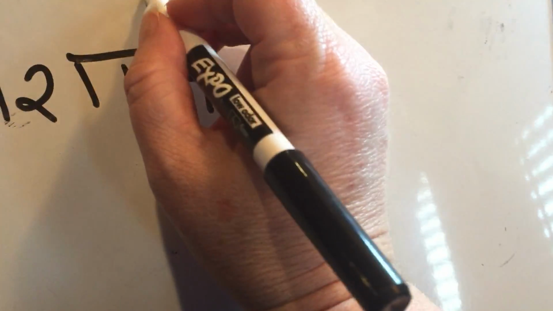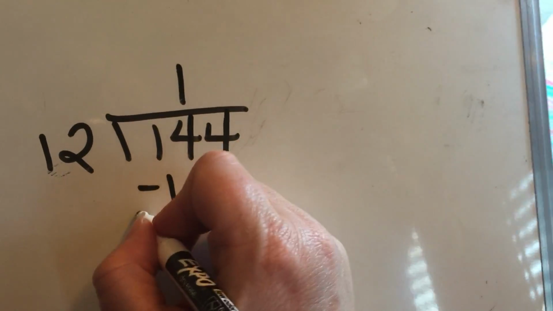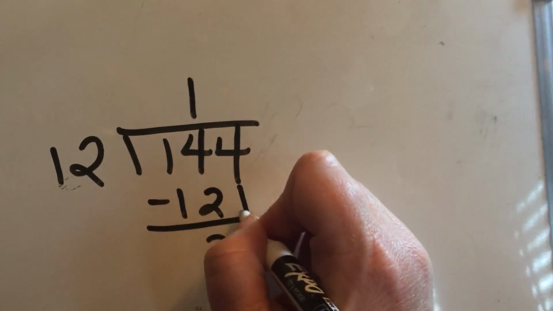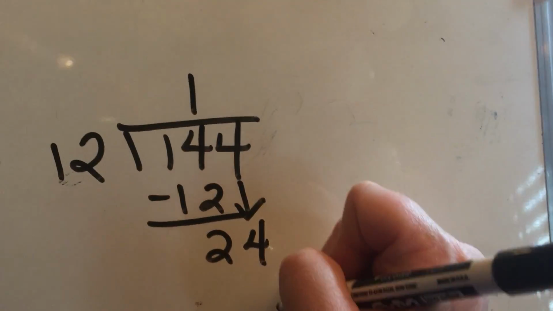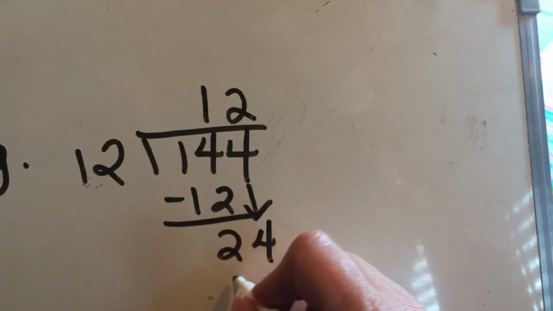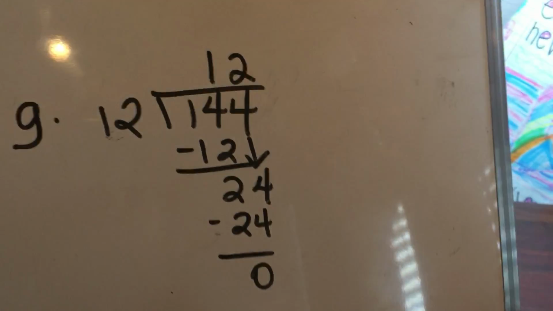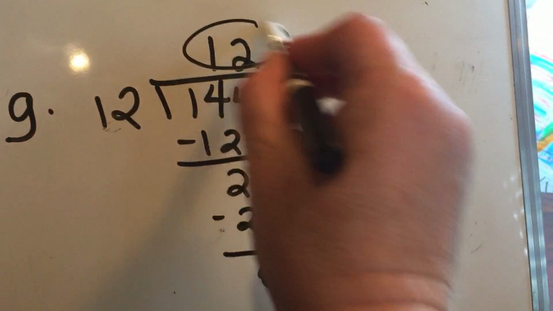12 goes into 14 one time. 1 times 12 is 12. Subtract. Bring down your 4. 12 goes into 24 2 times. 2 times 12 is 24. So your answer is 12.